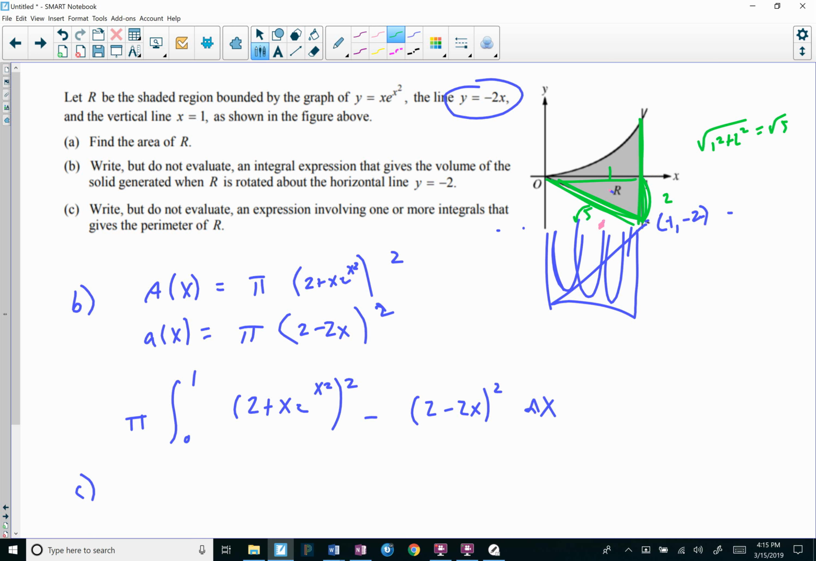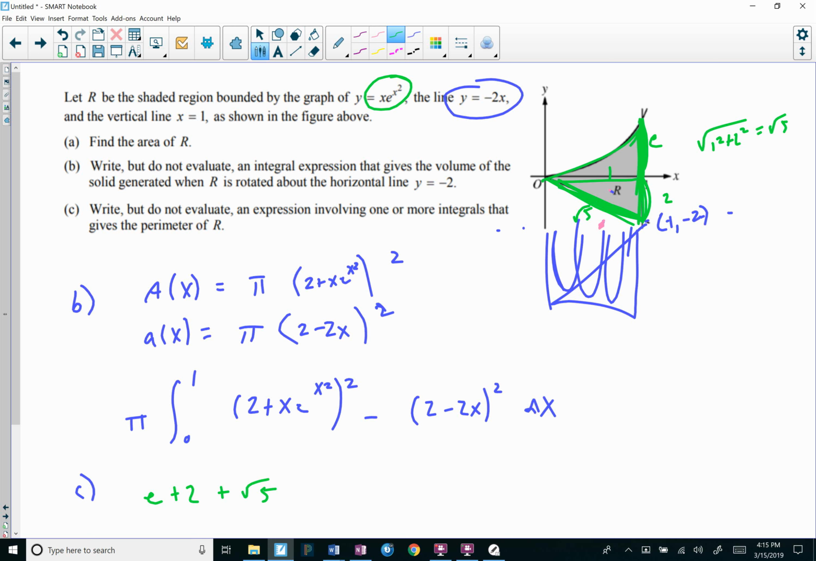Okay. And then I need this. Well, that's just plugging in 1 to your function. So if I plug in 1 to my function over here, I get 1 e to the 1, that's just e. Okay, so my 2 linear pieces so far are e plus 2. That's this one right here. That's my vertical piece. Plus square root of 5.